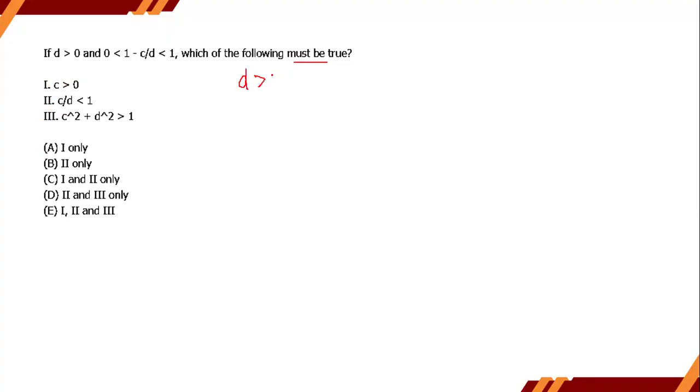So we have D greater than 0. And the other inequality we have here is 0 is less than 1 minus C by D is less than 1. So we will simplify it further.